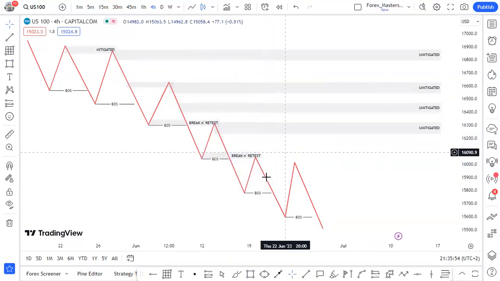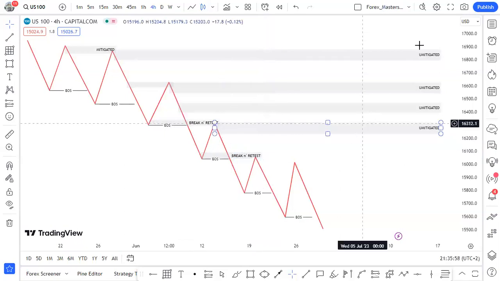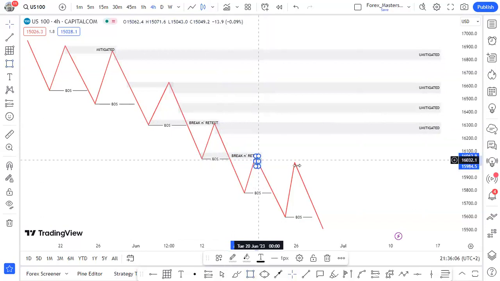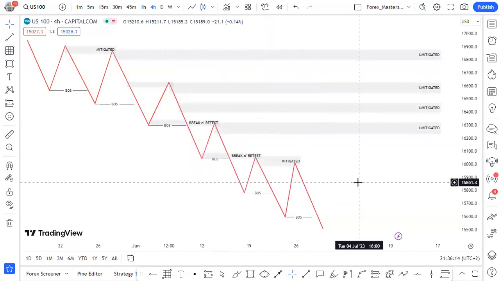So let's say this was another break and retest and price never came back to this zone. So you can see we have many unmitigated zones where, if price had pulled back to those areas, you could have nicely taken some nice trades. Okay, so this one was a mitigated one. All right, so we say this one was mitigated.